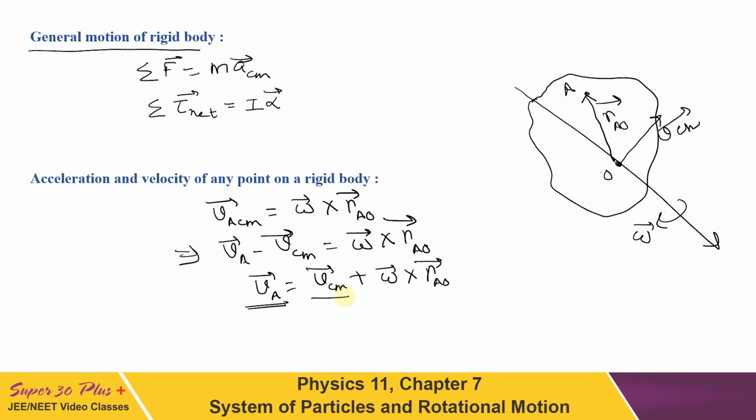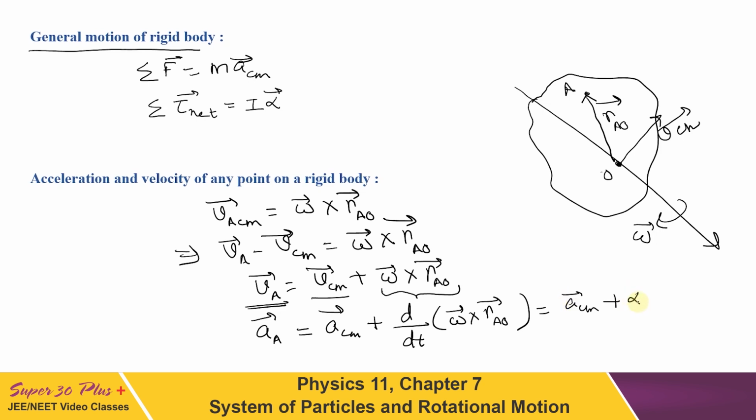Here the first term corresponds to translation of center of mass, and the next term corresponds to rotation with respect to center of mass. If I now differentiate the whole expression, that will give acceleration of A equal to ACM plus d by dt of omega cross RAO, which can be written as ACM plus alpha cross RAO, because here both the terms are variables. So first we have to differentiate one, taking the other as constant, and then do vice versa.